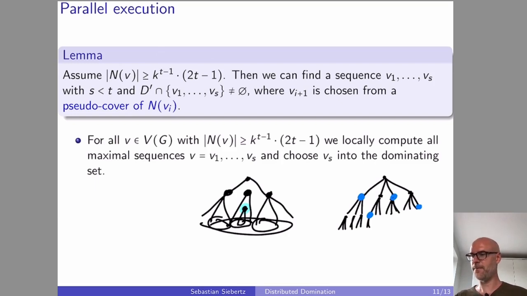Yeah, so these are the three ingredients. This tree here is bounded in width because we have bounded density. It is bounded in depth because we exclude the KTT. And then there is the magical set D prime that intersects every such sequence, going over all the vertices in parallel, giving us in total a constant factor approximation of the dominating set so far.